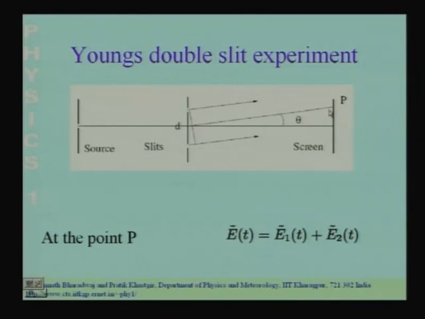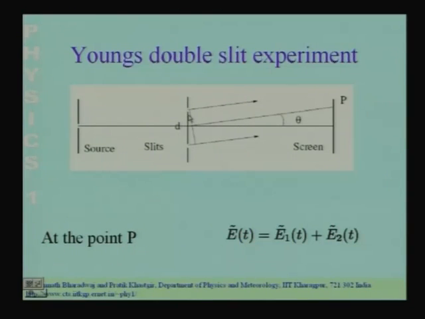Okay. So, the electric field at the point P is the sum of the electric field contributions from the two slits. Now, the two slits are illuminated by the same source. It is the same point source which illuminates the two slits. Further, the wave front is parallel to the slits. So, the electric field at slit 1 and the electric field at slit 2 have the same phase, because this is the definition of a wave front. All points on the same wave front have exactly the same phase. So, the electric field at all points on the wave front have the same phase, also the same amplitude.